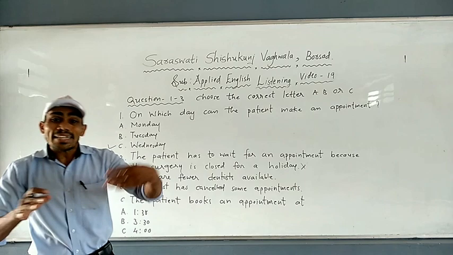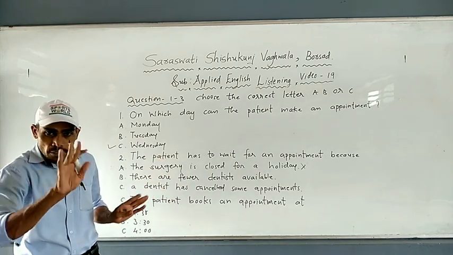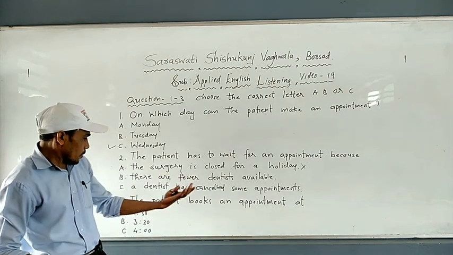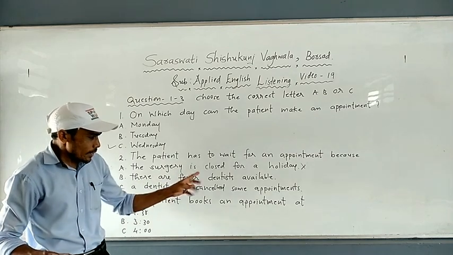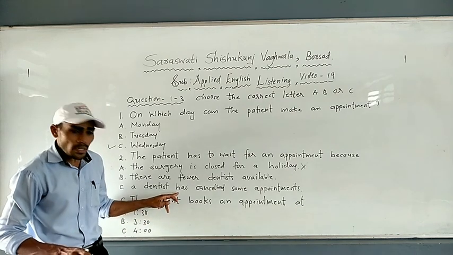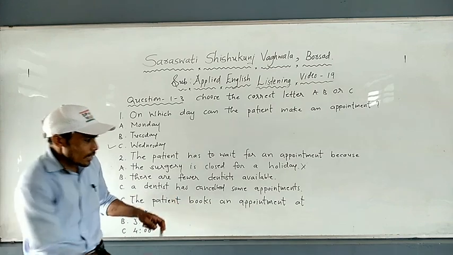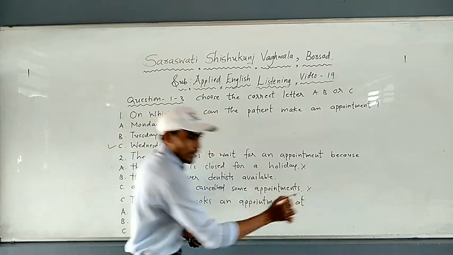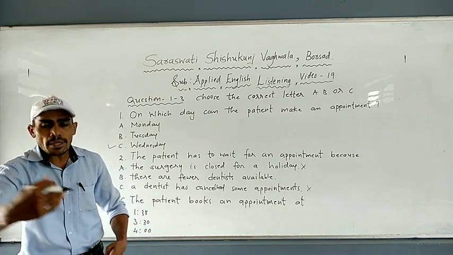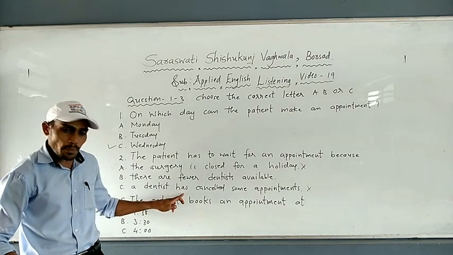Why? Because one of the dentists has gone for holiday. It is not talking about surgery. So first option is completely wrong. The second one, there are fewer dentists available. And the last one, a dentist has cancelled some appointments. Now here it is a present perfect tense, students, and we are talking about the future. So the last option also cannot be. Why? Because we are talking about a present, and Bartley has to take an appointment about the future. So the last option cannot be because it is present perfect tense.